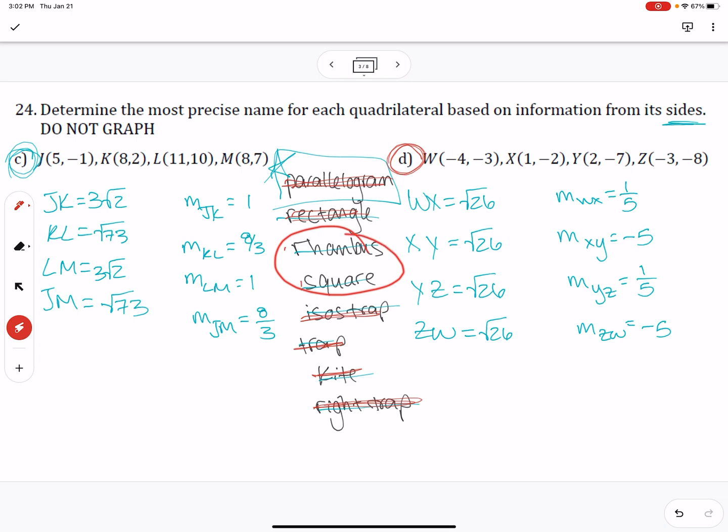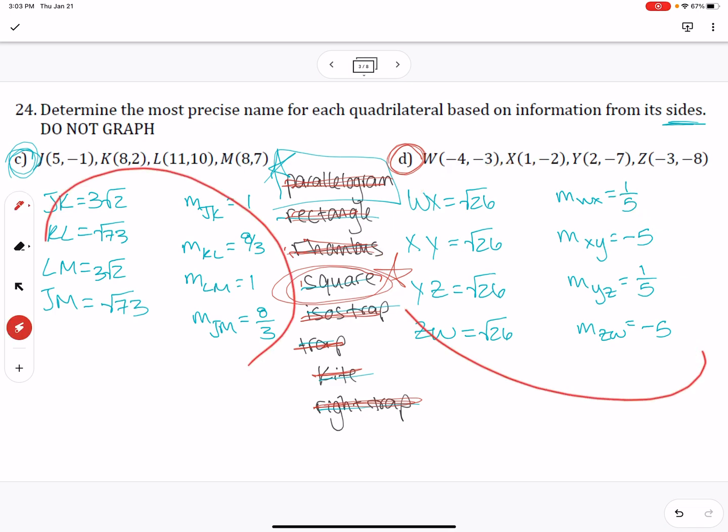What makes these two different from each other? The sides of a square have to be opposite reciprocals for the slopes. I have slopes of 1/5 and -5. These are opposite reciprocals of each other. Therefore, we have a square, not a rhombus. Okay? Obviously, you can graph it to double check, but on the quiz, I would expect to see this work done out. Okay?